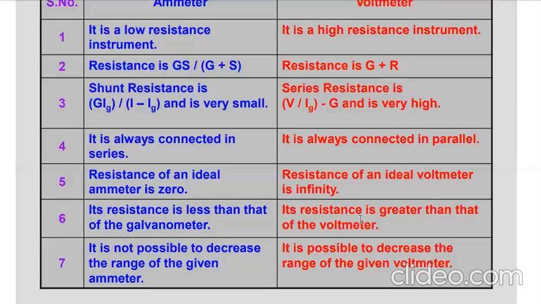It is because of this reason that while converting a galvanometer into an ammeter, a shunt resistance is connected in parallel with the galvanometer. On the other hand, while it is converted into a voltmeter, a high resistance is connected in series with the galvanometer. Now, it is not possible to decrease the range of a given ammeter; that means the range of ammeters cannot be decreased. But in case of a voltmeter, it is possible to decrease the range of a given voltmeter by connecting additional resistance.